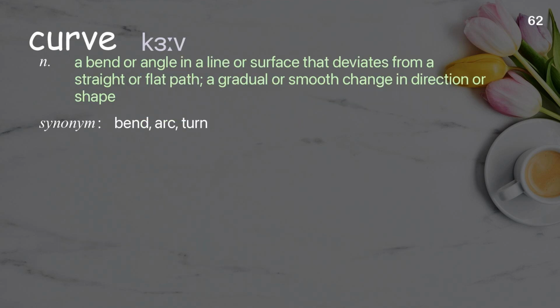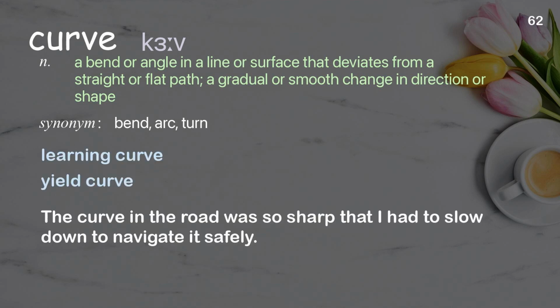Curve: A bend or angle in a line or surface that deviates from a straight or flat path, a gradual or smooth change in direction or shape. Examples: Learning curve. Yield curve. The curve in the road was so sharp that I had to slow down to navigate it safely.